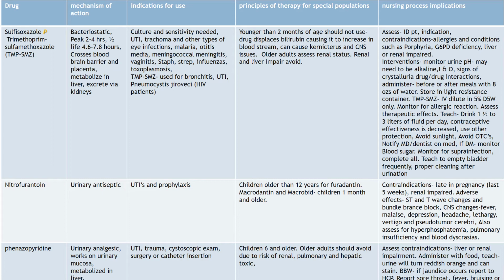The principles of therapy: children older than 12 can use this medication, and with Macrodantin and Macrobid, children 1 month or older are your age-specific considerations. Contraindications: don't use late in pregnancy or with any renal impairment. Adverse effects can include cardiac changes, ST segment and T-wave changes, and bundle branch block.